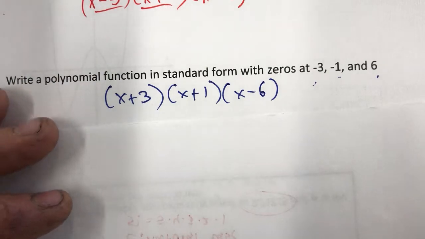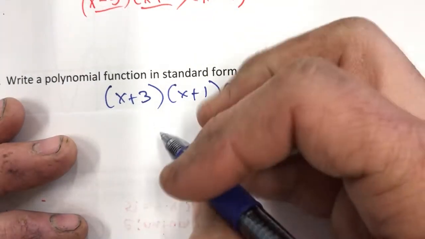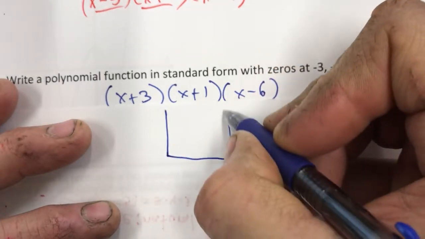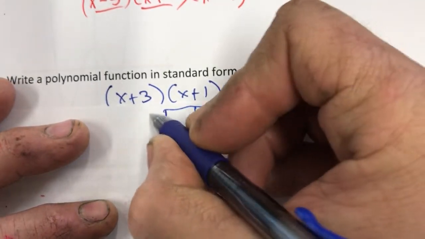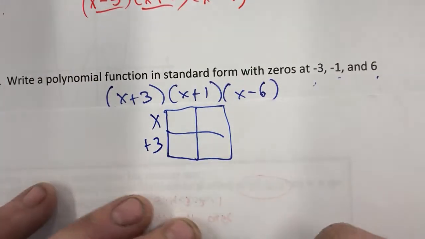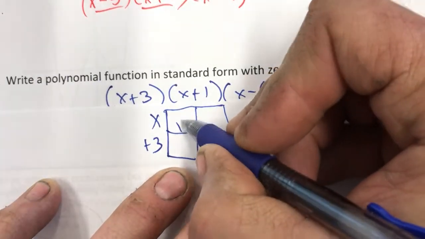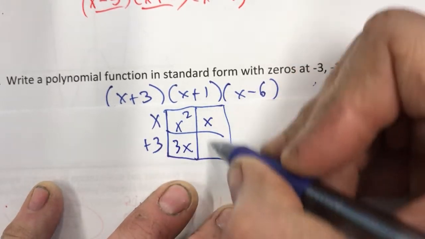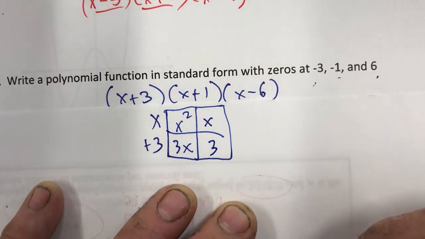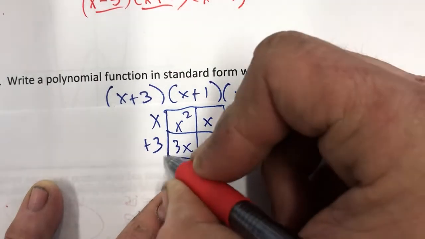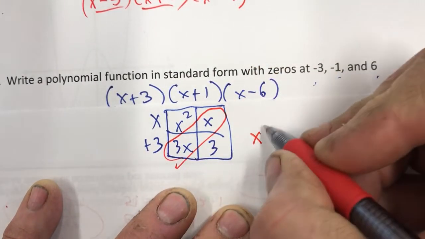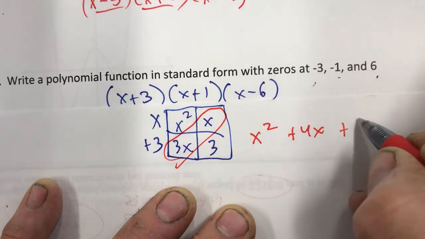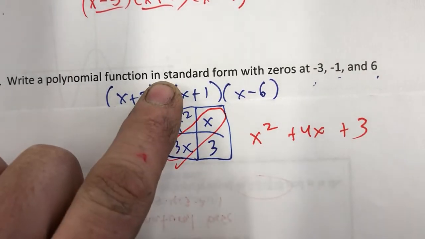Okay, so just like we did a while ago, we'll take these first two, and I'm just going to build a box underneath this x plus 1 there, and put x plus 3 on the side. So x times x is x squared, x times 1 is 1x, 3 times x is 3x, 3 times 1 is 3. All right, so I've got these two like terms here, so I got x squared plus 4x plus 3. And so that's what I get when I multiply the first two.